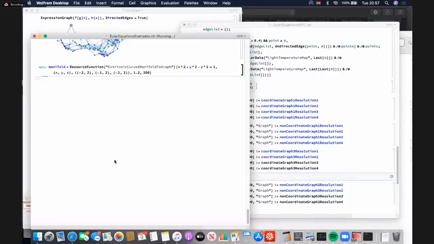Hang on, something is failing on my machine. Let me see if I can. I might need to restart my kernel.